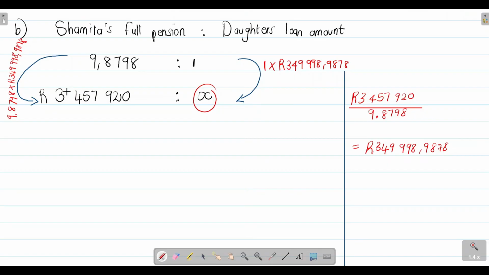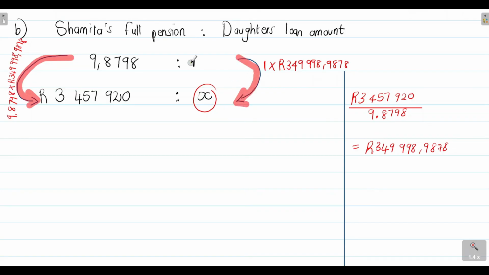I just took that 3,457,920 and divided it by the 9.8798 to get that 34999.9878. And that tells us if I want to move from the ratio of 9.8798 to 3 million, I need to multiply this 9 by 34999.9878. And what you do on the left hand side, you also need to do on the right hand side. Therefore, this 1 also needs to be multiplied by 349,998.9878.